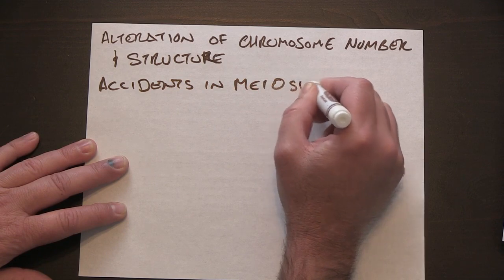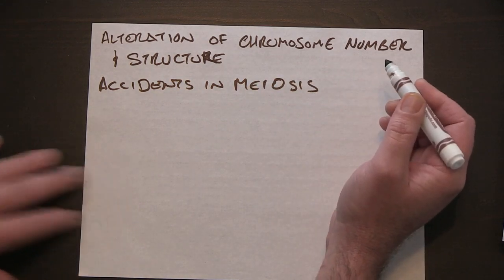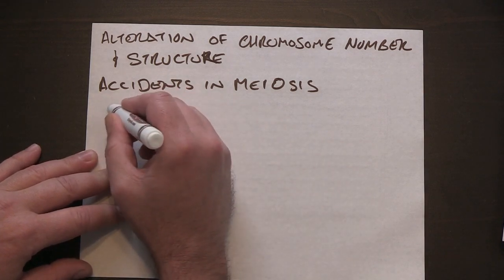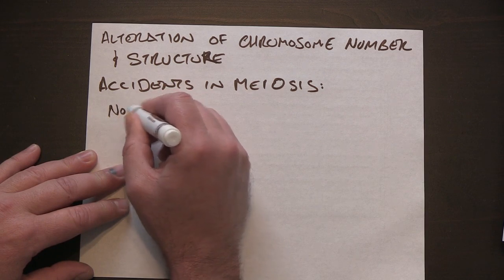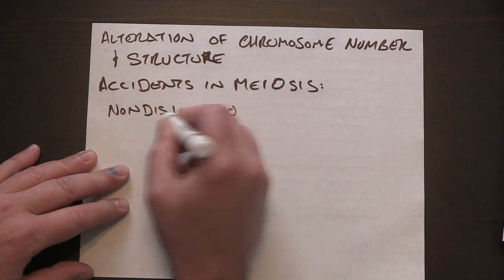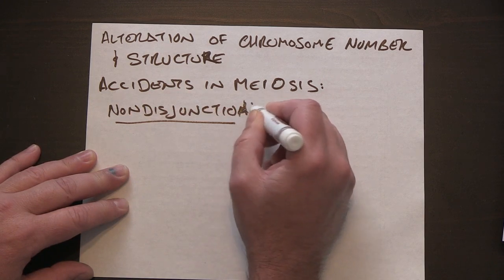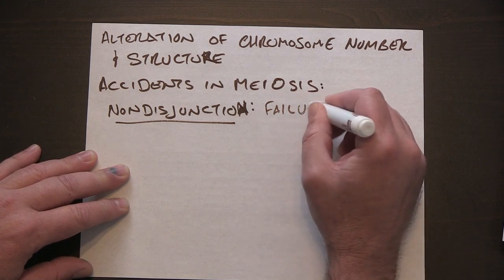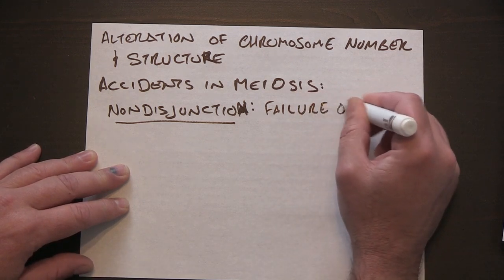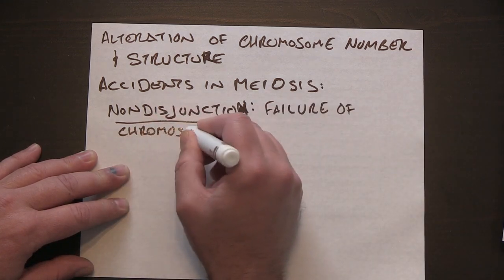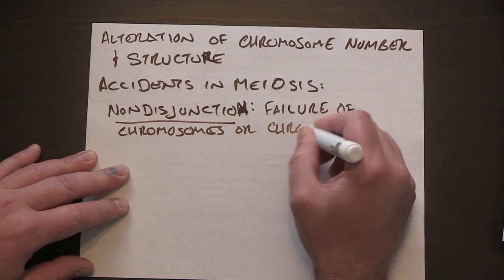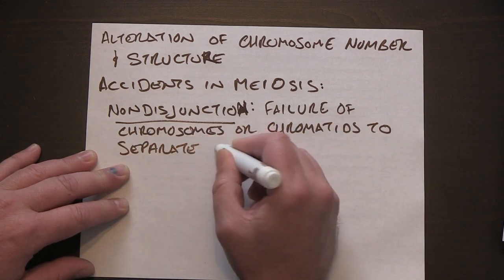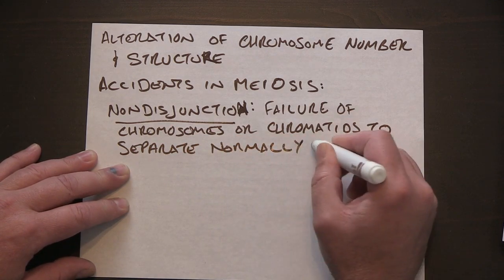One of the things that can happen during meiosis is that the chromosomes don't separate in anaphase. So this is called a non-disjunction. Disjunction, that's an N. This is the failure of the chromosomes or chromatids, either one, to separate normally in anaphase.